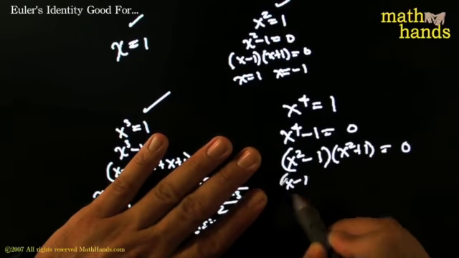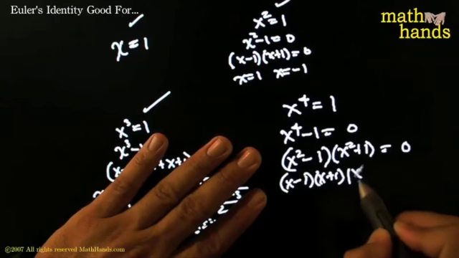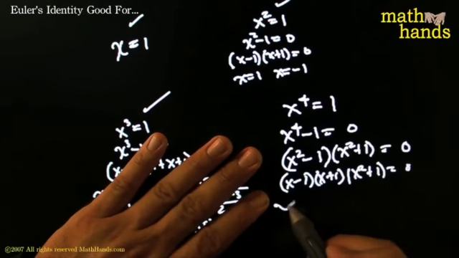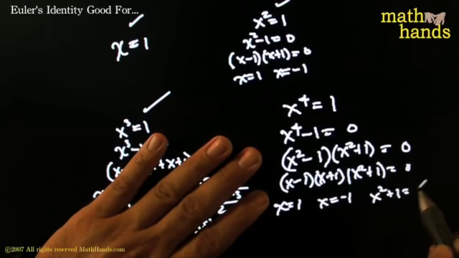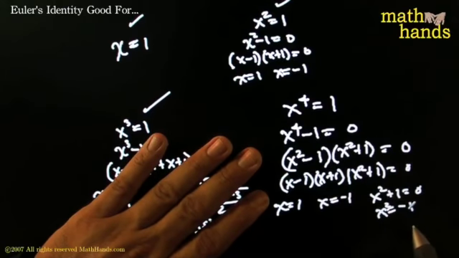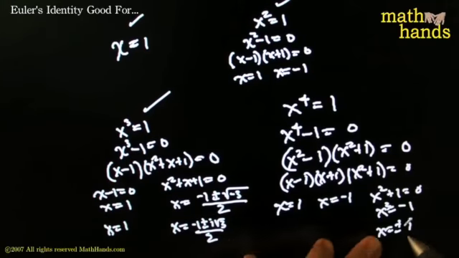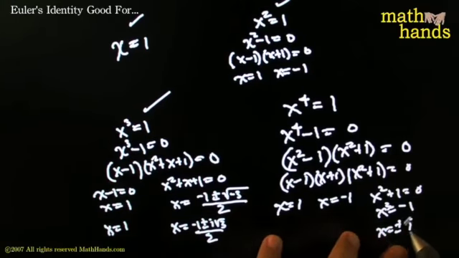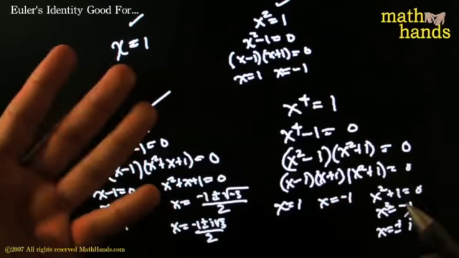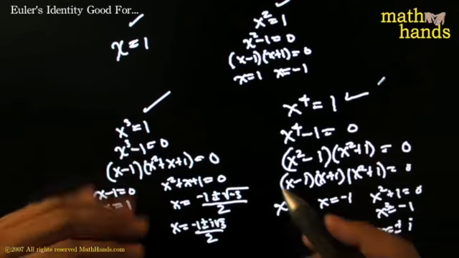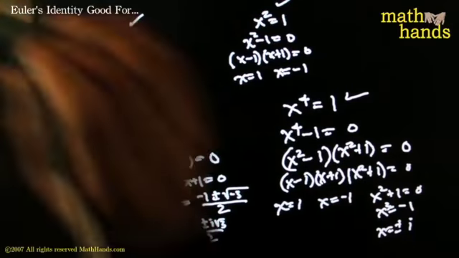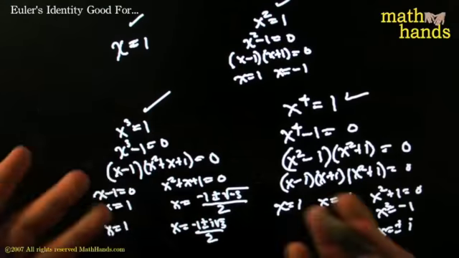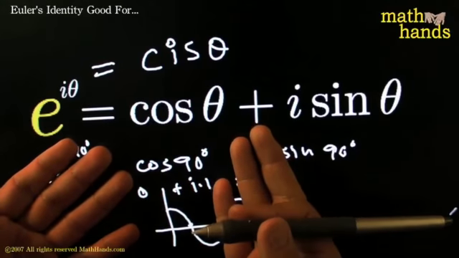No problem there. What about degree 3? x to the third is equal to 1. Degree 3. According to the fundamental theorem of algebra, how many solutions do you have for this equation? You have exactly 3 solutions. What are they? Well, you could find them this way. x to the third minus 1 is equal to 0. Therefore, x minus 1 times x squared plus x plus 1 is equal to 0.